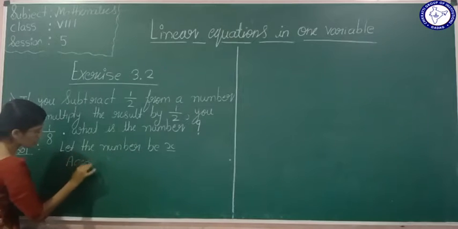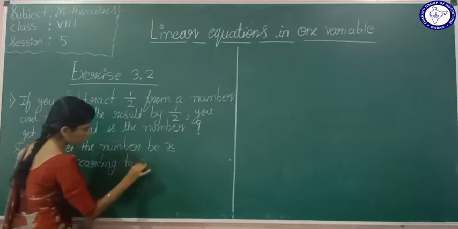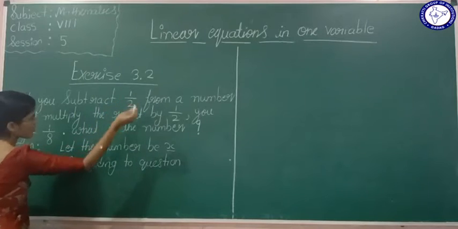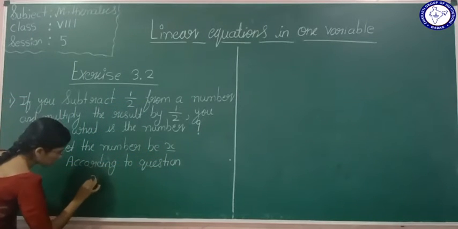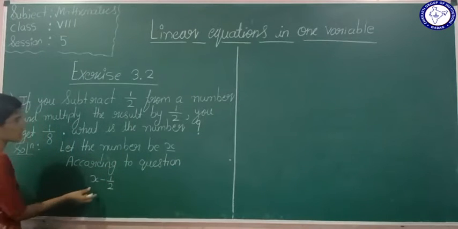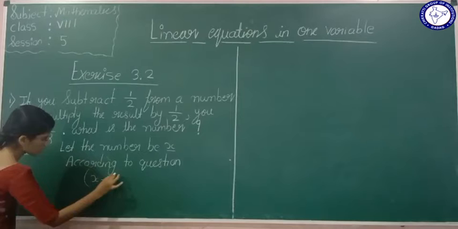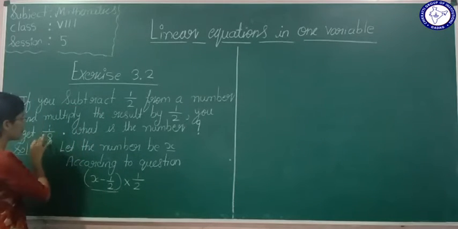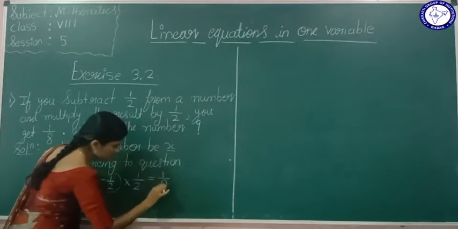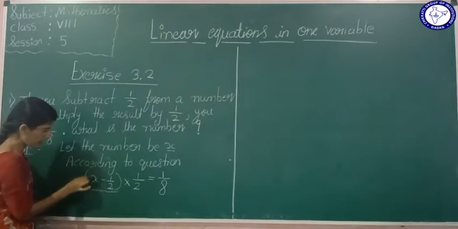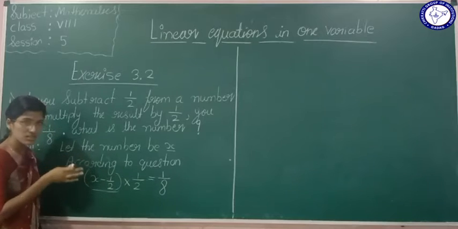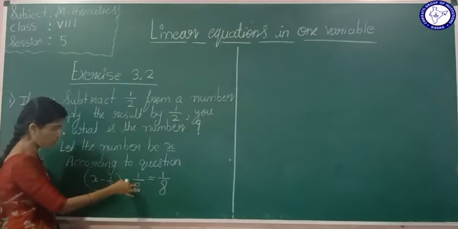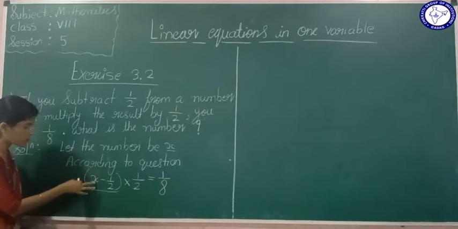According to the question, if you subtract half from a number, and we have assumed here x is the number, and multiply the result by half, you will get 1/8. They told us to find this number such that if you subtract half from it and multiply the result by 1/2, you get 1/8. Here you have to find the value of x.